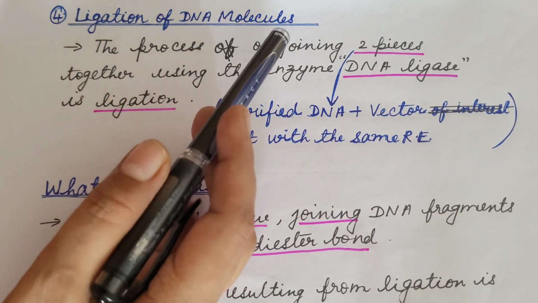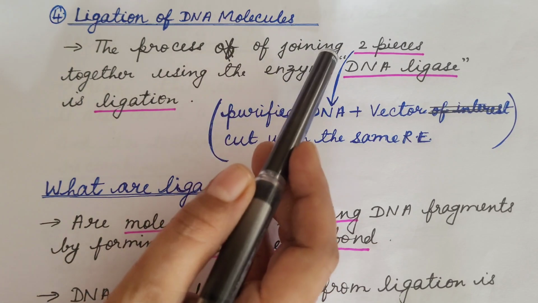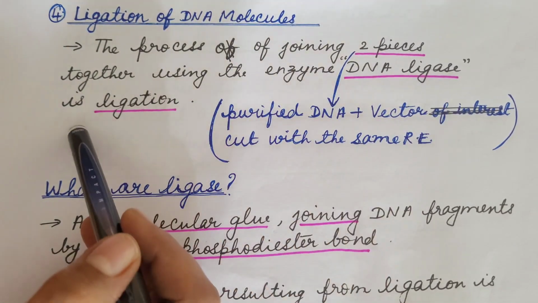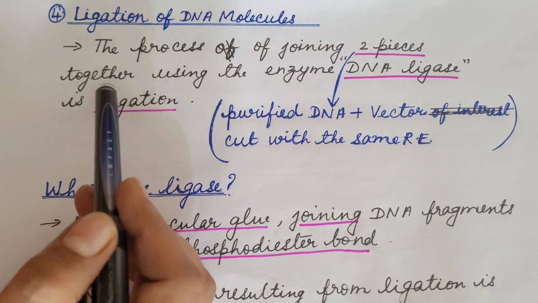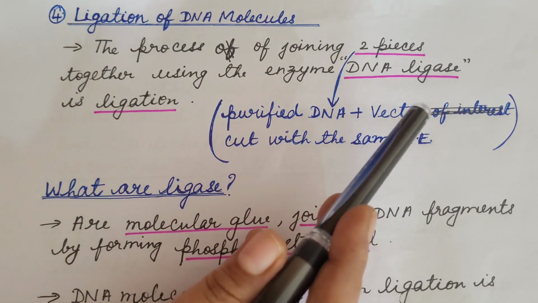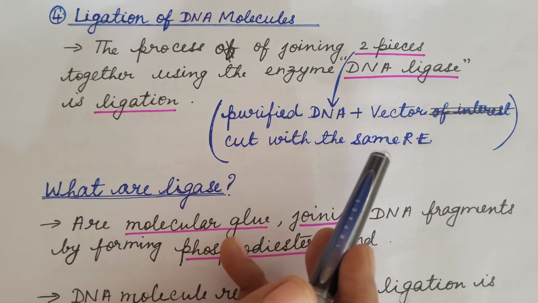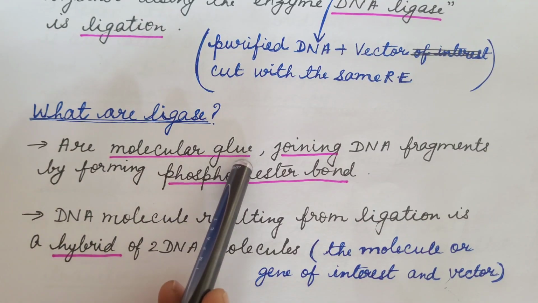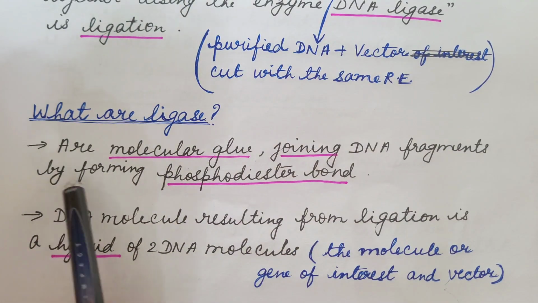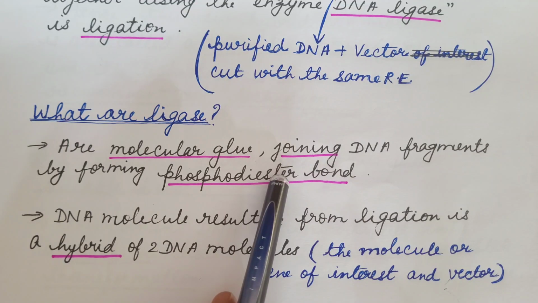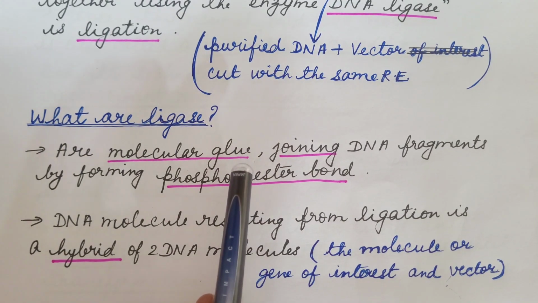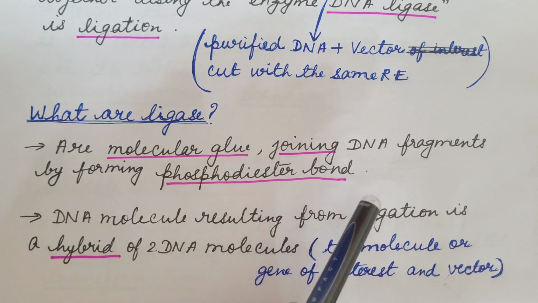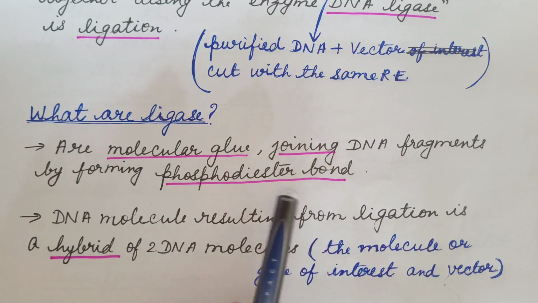Now fourth is ligation of DNA molecules, the process of joining two pieces together using the enzyme DNA ligase. These two pieces include purified DNA plus vector, which are cut with the same restriction enzyme. What are ligases? Ligases are molecular glue joining DNA fragments by forming a phosphodiester bond. So these join the two DNA fragments, that is the purified DNA or gene of interest and the vector, by forming the phosphodiester bond between them.